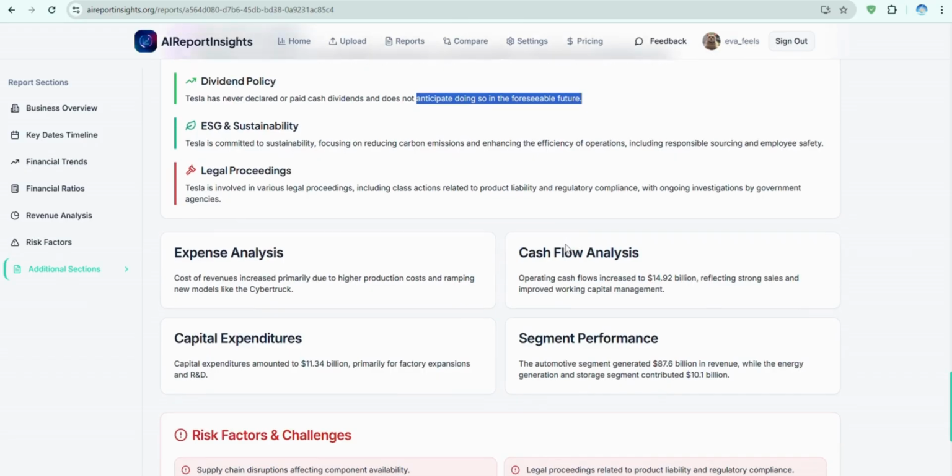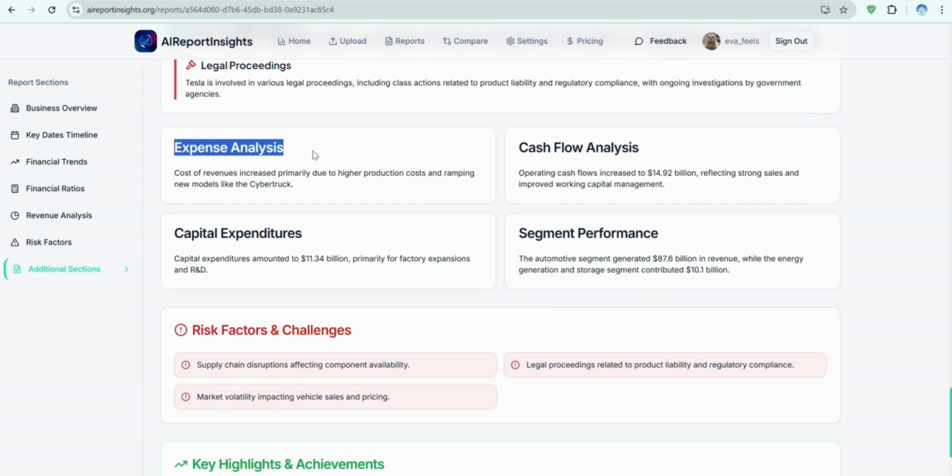They are very focused on their products, and the expenses analysis is showing an increase in cost of revenues because of increased production costs and ramping up new models such as the Cybertruck. Cash flow increased due to strong sales and working capital management. Capital expenditures amounted to 11 billion due to factory expansions, and the automotive segment generated 87.6 billion.